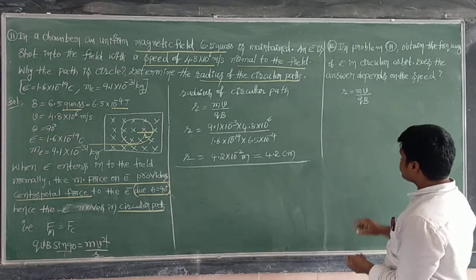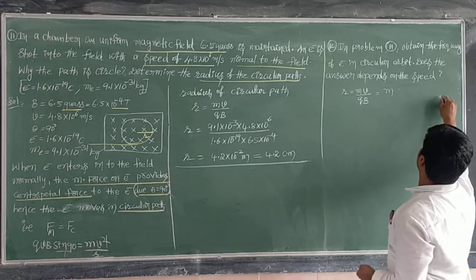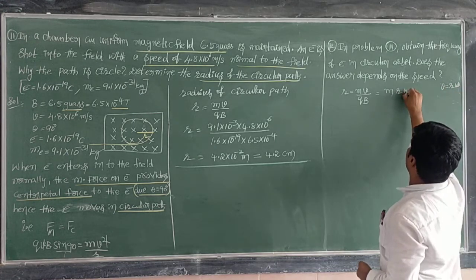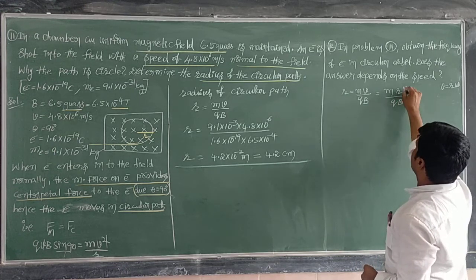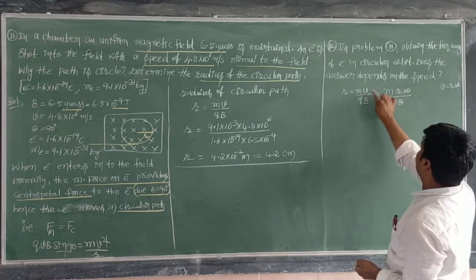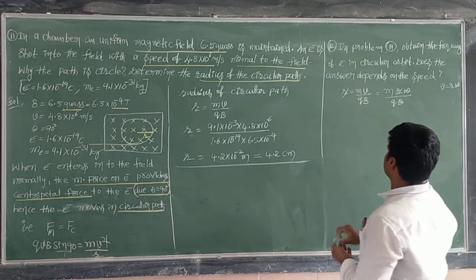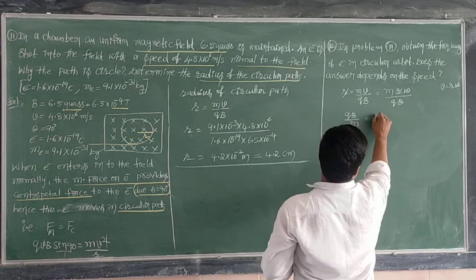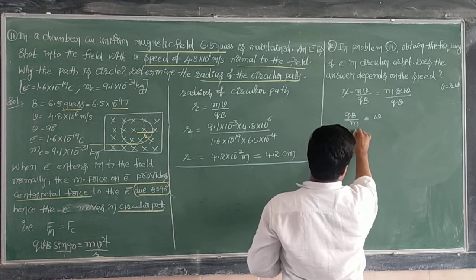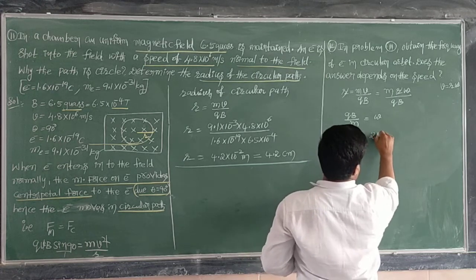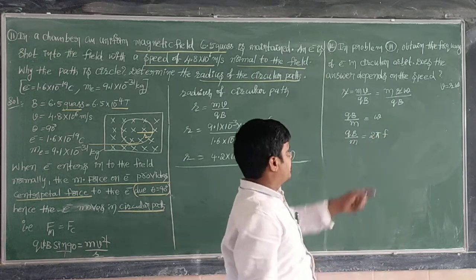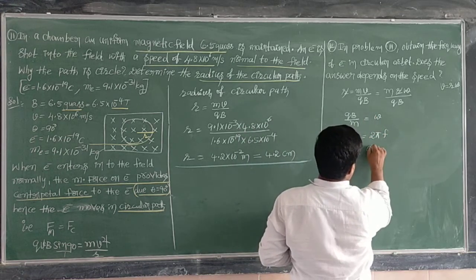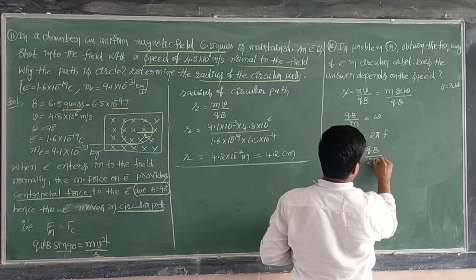Here, since v is equal to r omega, I can write r omega divided by qB. Instead of v, I have written r omega, and r cancels. Now from this, qB divided by m is equal to omega. qB divided by m is equal to 2 pi f, where omega is the angular frequency and f is the frequency. So f is equal to qB divided by 2 pi m.